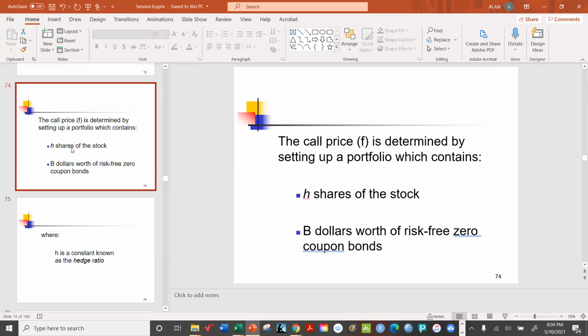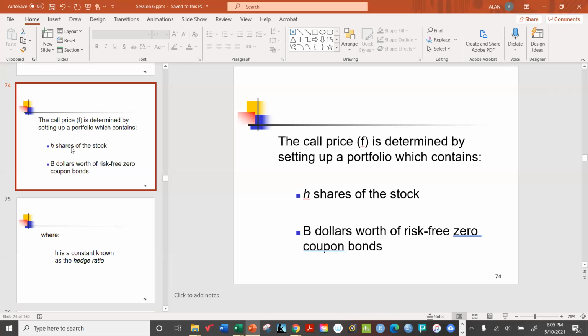Basically, what we're doing is we're setting up a portfolio, which, now remember that we're assuming this is a stock option. We're setting up a portfolio which contains H shares of the stock. H is a variable, which we will determine as we go along. And B dollars worth of risk-free bonds, in other words, treasury securities. And so what we're going to do is put together a portfolio. And the logic here is that the portfolio's cash flows have to match up with the call option. And so if we are successfully able to do that, then the portfolio will have to have the same price as the option.